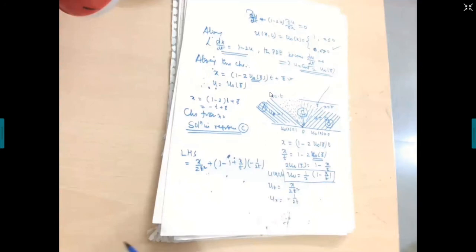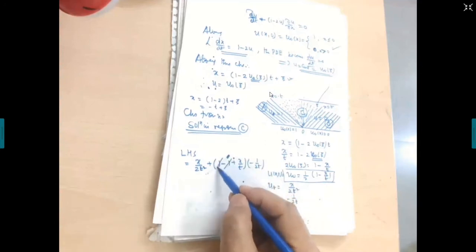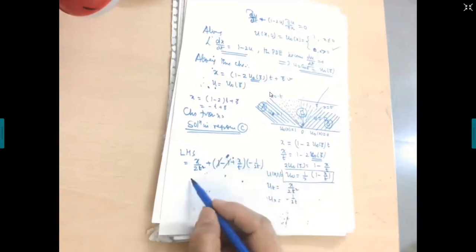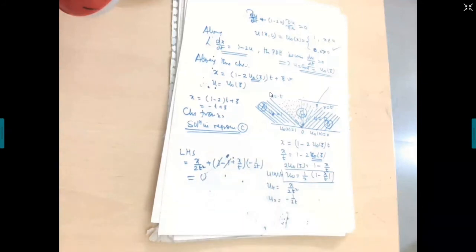So it gets cancelled. Identically 0, you can see. Because by theory, it is 0. This is the power of this theory. It says that yes, this is the solution.